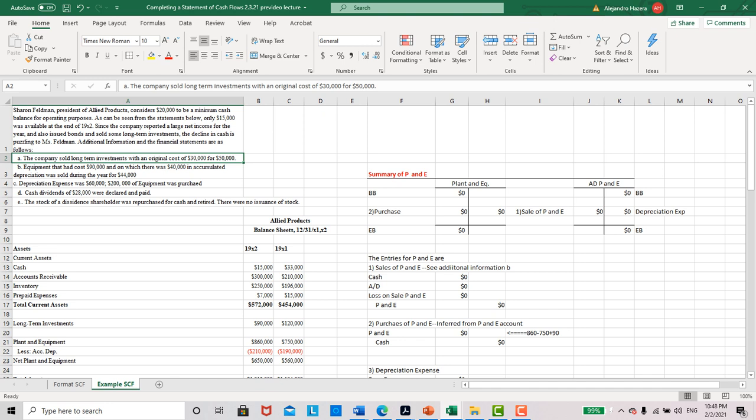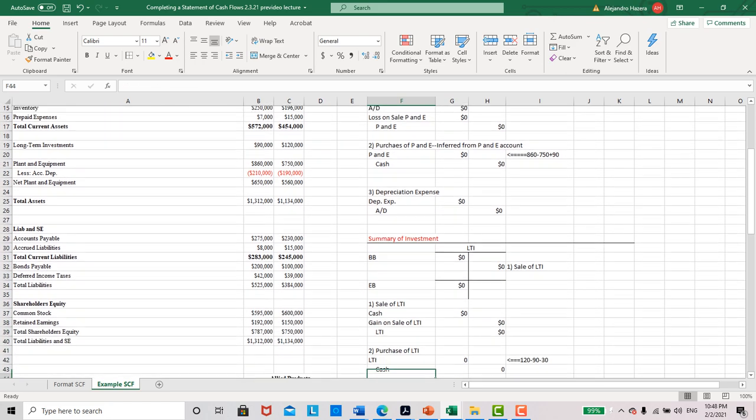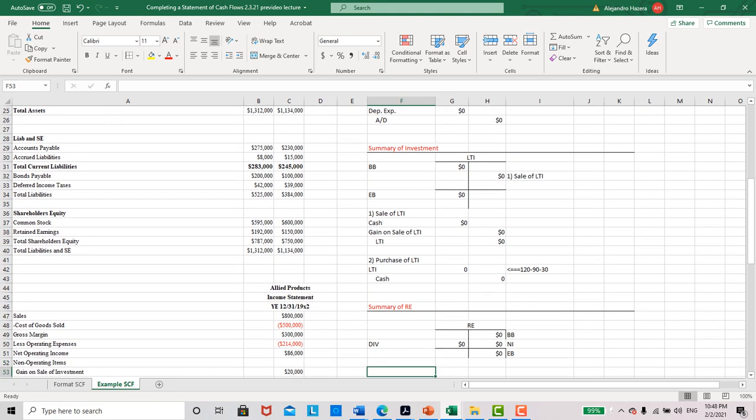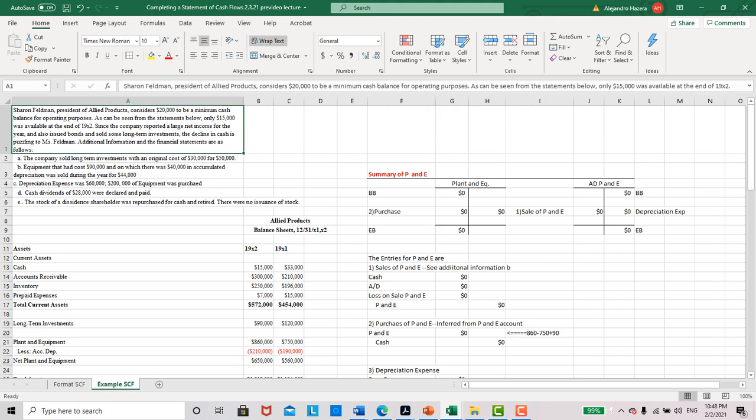Okay, and so that's why it says here in A, company sold long-term investments. That's why I'm analyzing the investment account here. This is the long-term investment account I'm analyzing down here. And finally, you should always analyze retained earnings just to confirm the net income and convert the dividends. That you should remember somewhere along the line from your accounting courses.